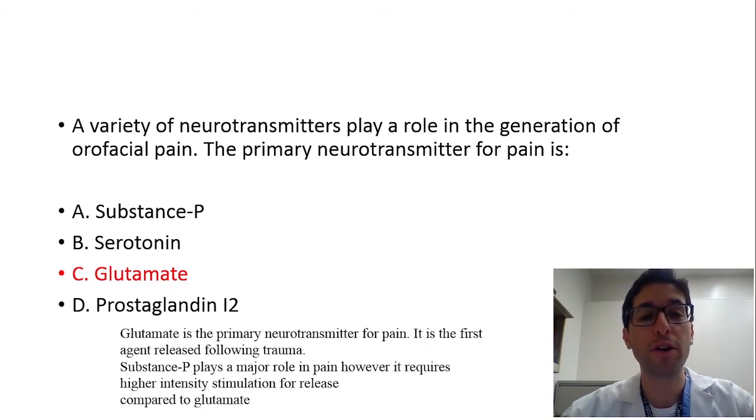So glutamate is the primary neurotransmitter for pain. It's the first one to be released. Substance P also plays a role, but it requires a higher intensity stimulation for its release. So glutamate is first, substance P is to follow.